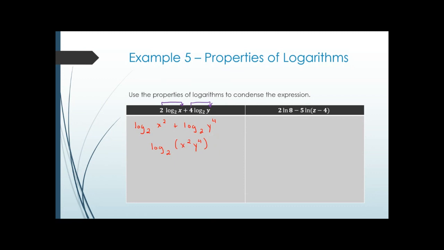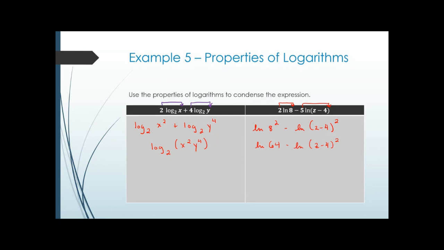Second example here, I have 2 times the natural log of 8 minus 5 times the natural log of z minus 4. So just like with the other one, all of those numbers in front become exponents. So this is going to be the natural log of 8 squared minus the natural log of z minus 4 squared. I can actually do 8 squared, so I can turn that into the natural log of 64. That's actually more condensed.